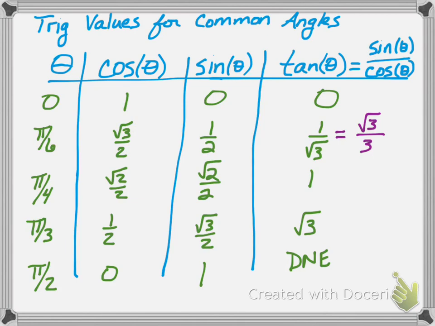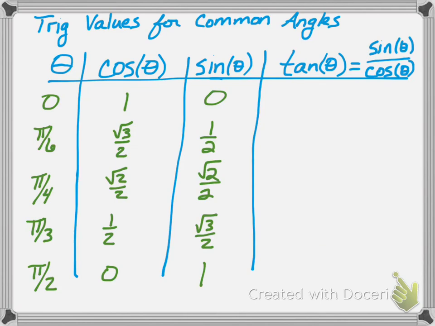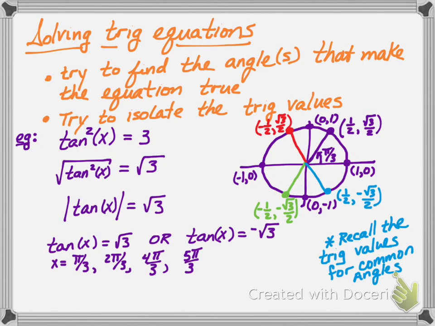So in our last problem, we were trying to solve tangent of theta equals the square root of 3, which means that the reference angle is pi over 3. And we look at the value of tangent in all 4 quadrants that have a reference angle of pi over 3. And that's how we got our answers of pi over 3, 2 pi over 3, 4 pi over 3, and 5 pi over 3.